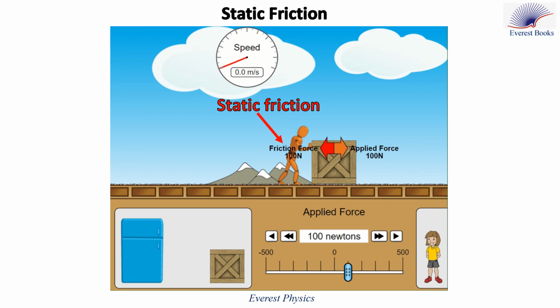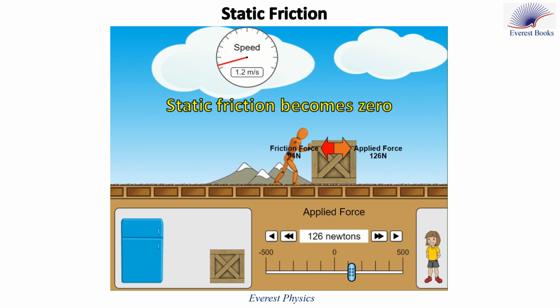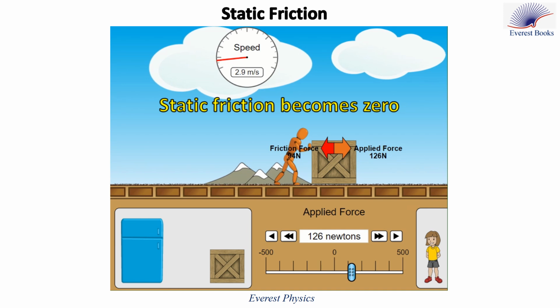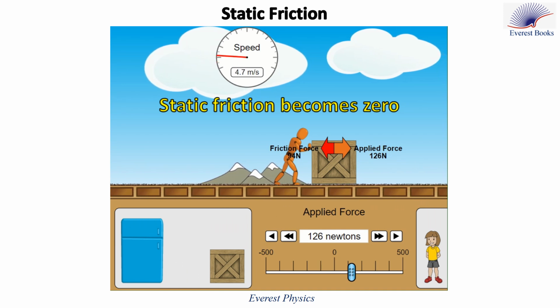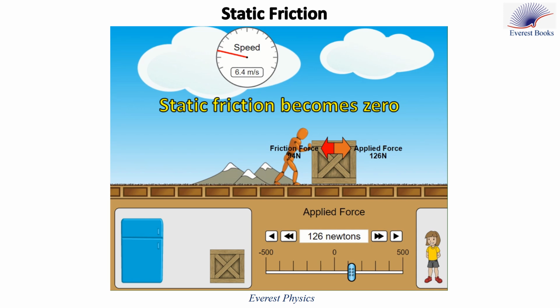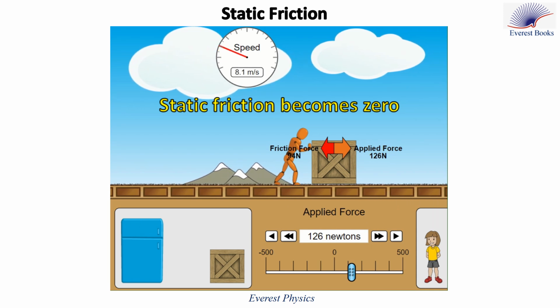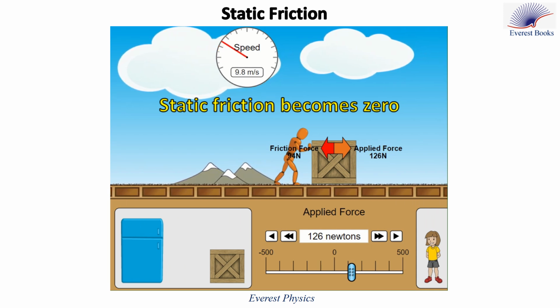As the applied force increases to 100 newtons, the static friction force increases to 100 newtons, maintaining equilibrium. However, when the applied force gradually increases to 125 newtons, the box remains at rest, momentarily reaching the limit of static friction. When the applied force slightly exceeds 125 newtons, the box starts to move. At this point, static friction ceases and becomes zero, and a different type of friction force acts on the box. This will be studied later.